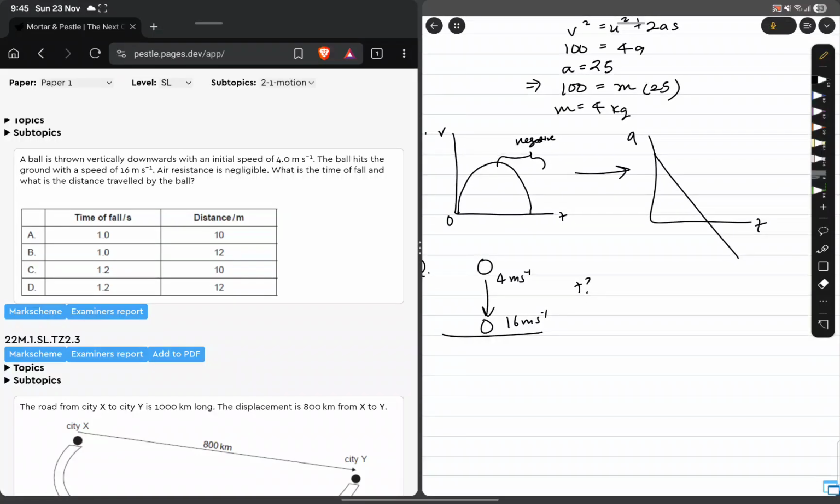What we are going to do here is, we are given u, v, and a, which is obviously gravity because air resistance is negligible, and we want to find the s, which is clearly v squared equals u squared plus 2as again.